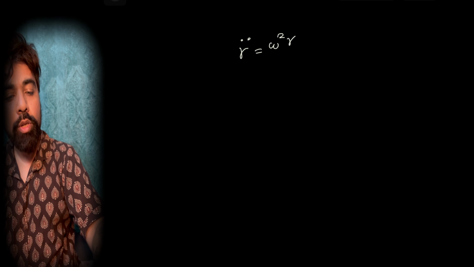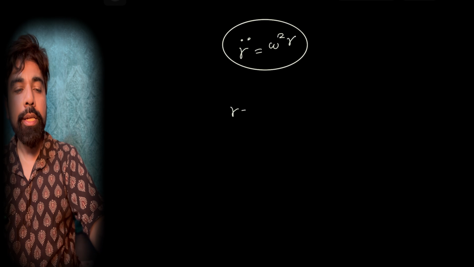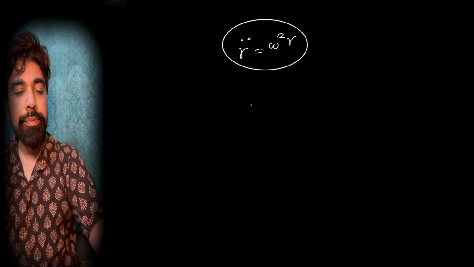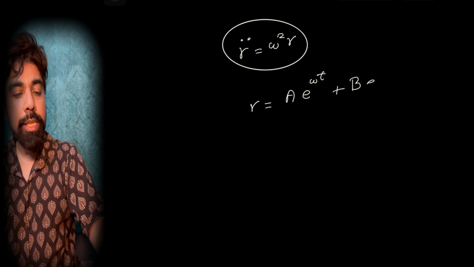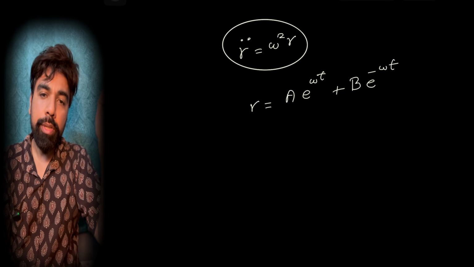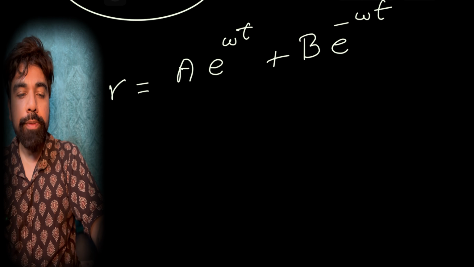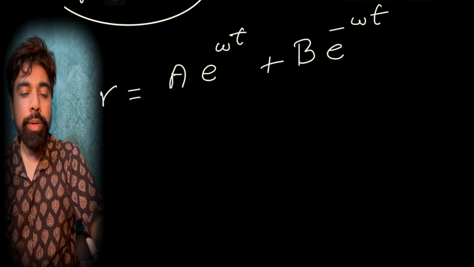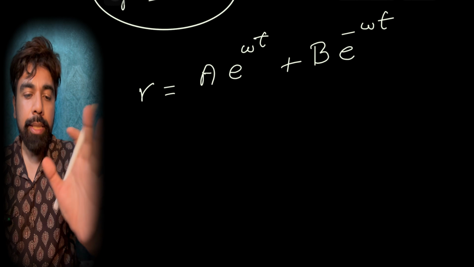Suppose you have r double dot is equal to omega square r. In this case, the solution is r is equal to a e to the power omega t plus b e to the power minus omega t. This you have to memorize. To explain, suppose I assume r is equal to a e to the power omega t plus b e to the power minus omega t. Let this be the r.